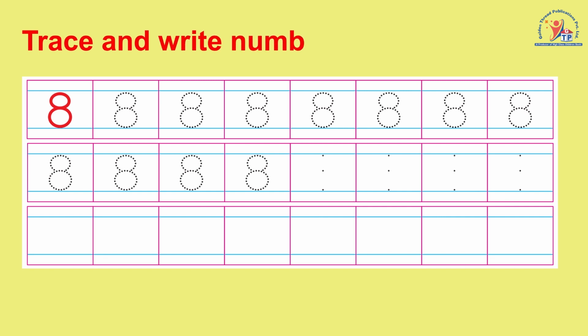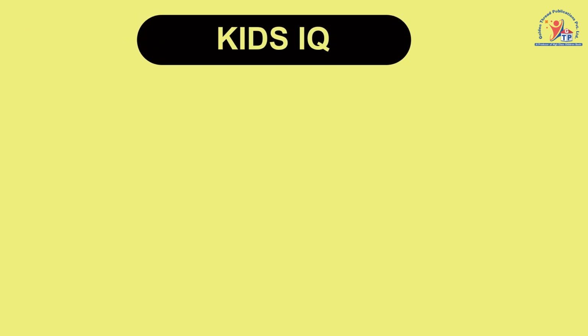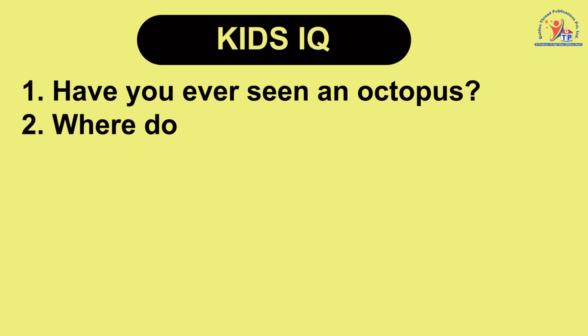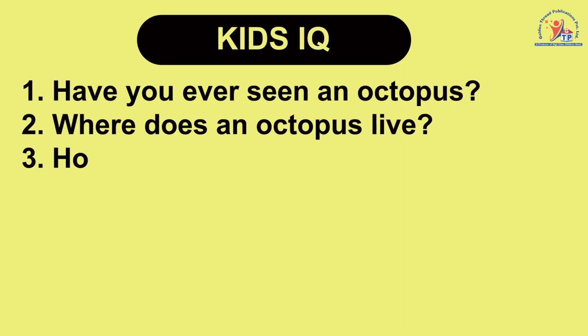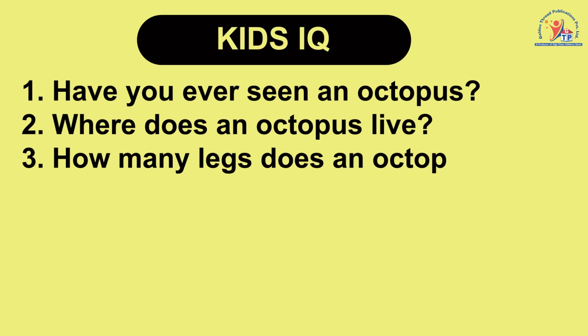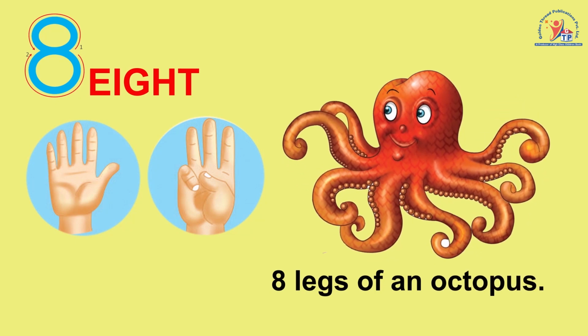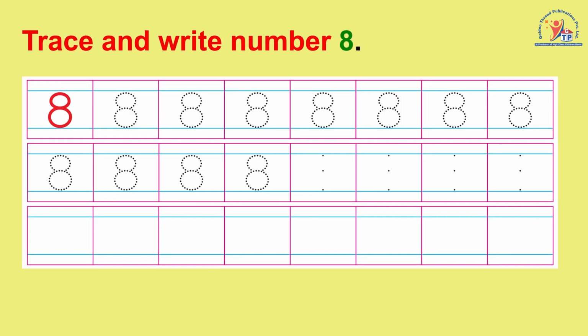Trace and write the number 8. Kids IQ 1. Have you ever seen an octopus? 2. Where does an octopus live? 3. How many legs does an octopus have? 8. 8 legs of an octopus. Trace and write the number 8.